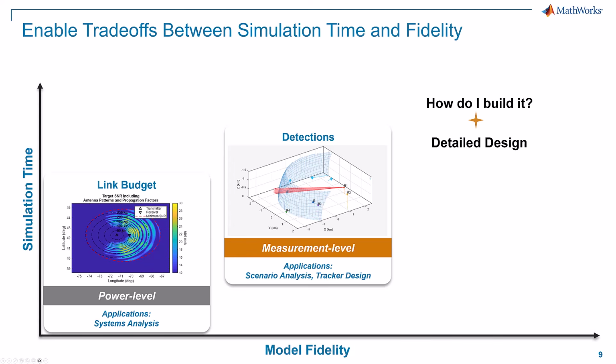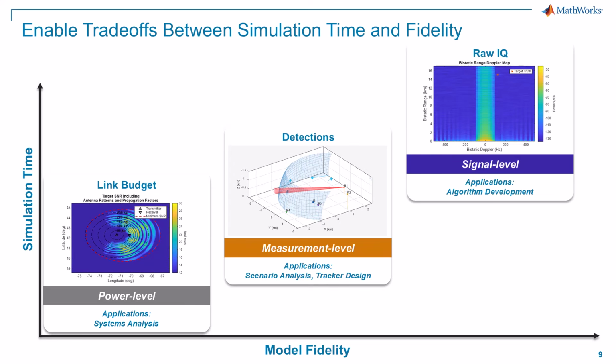This is where you design your tracker. And signal level at the top right. Full IQ physics at every receiver. It's computationally expensive, but necessary for algorithm development and hardware-in-the-loop testing. The right approach uses all 3. Power level for architecture trades, measurement level for system performance, signal level for algorithm validation.